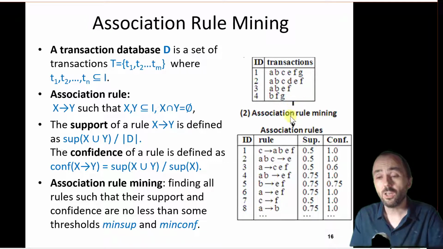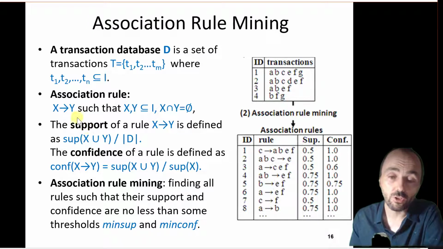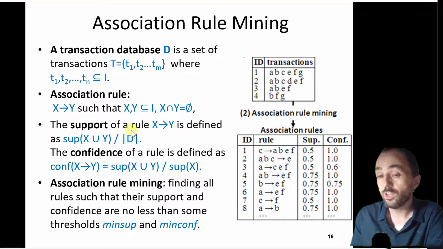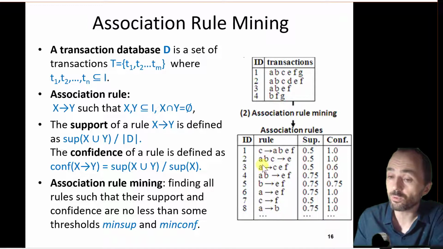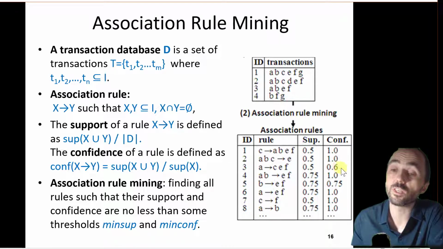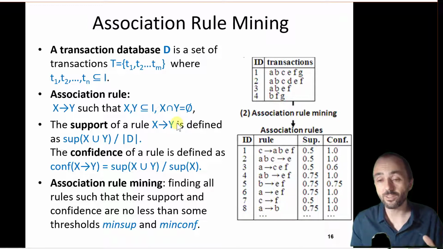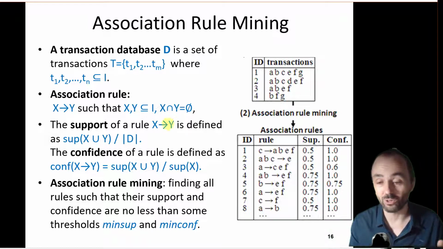To find association rules, we also have the concept of support and confidence, like for the sequential rules, but here there is no time. If we take a rule like A implies CEF, the support is 0.5 because ACEF appears in 2 transactions out of 4. For the confidence of A implies CEF, we take how many times we have ACEF, which is 2, divided by how many times we have A. A is 3 times. So 2 divided by 3 will be 0.66. This is the main idea of association rule mining, to quickly review in case you don't know.